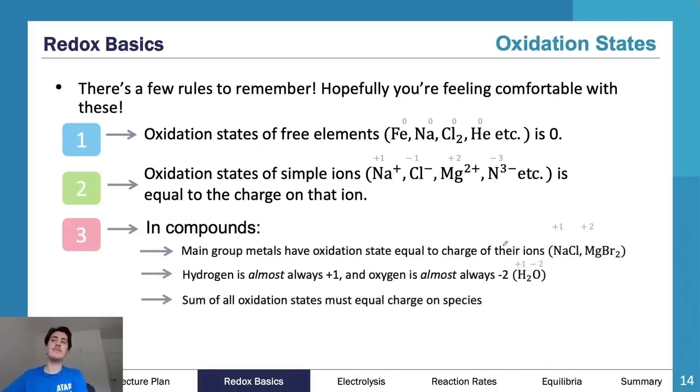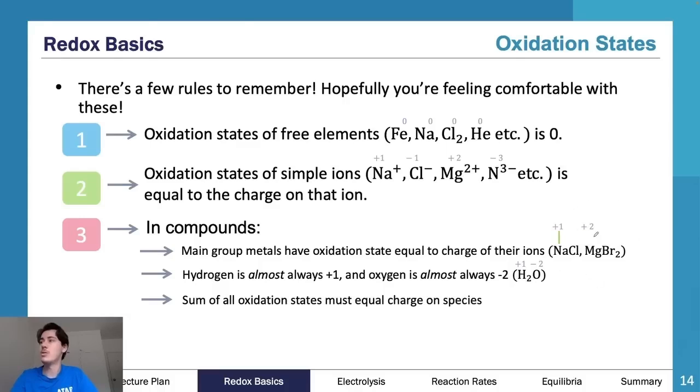In compounds, there are a few different rules. It's really important to understand that the main group metals, and the ions of those metals, usually take precedence. So the metals are usually at the front. If we look at something like sodium chloride, the sodium is the metal, therefore the sodium is going to keep the +1. As you can see, this is the +1 here.